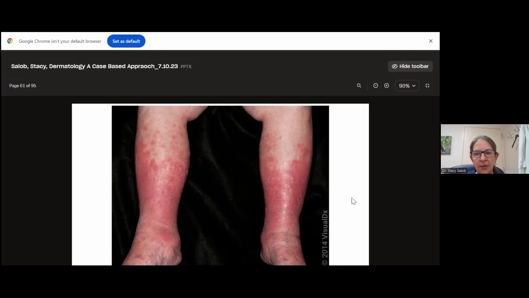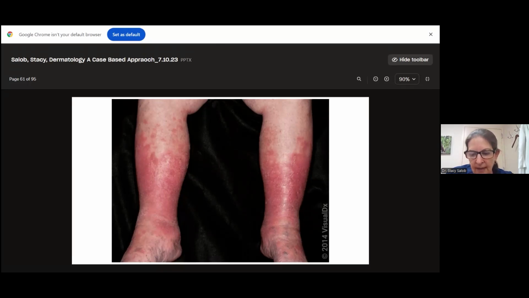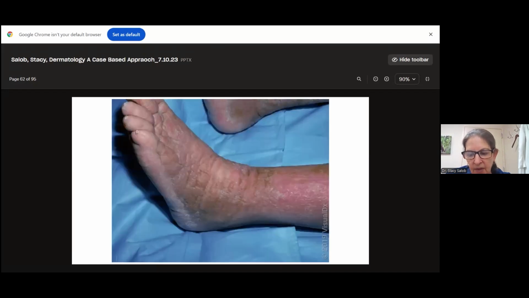Pretty much by definition, bilateral means that it's not cellulitis. The idea that you could have bilateral cellulitis at the same time is pretty much impossible. I'm so sorry, guys. Stasis dermatitis is really common, especially in older people. The veins in our legs have this really tough job to do, to go against gravity.